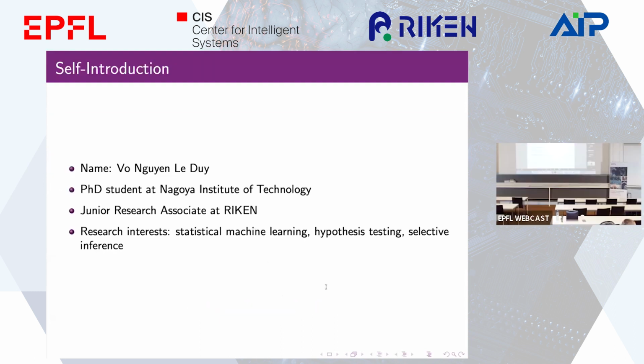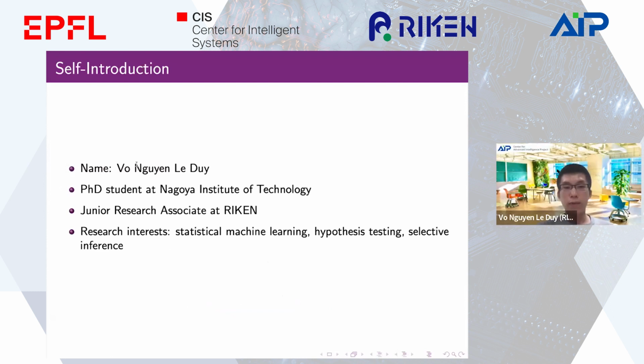This is just a brief introduction about myself. I'm Vo Nguyen Le Duy. Currently I'm a PhD student at Nagoya Institute of Technology. I'm also a junior research associate at RIKEN. My research interests include statistical machine learning, hypothesis testing, and selective inference.